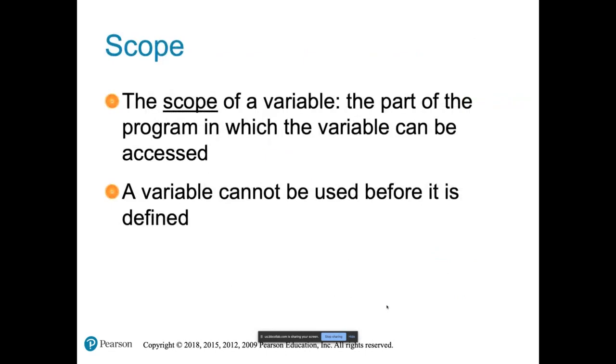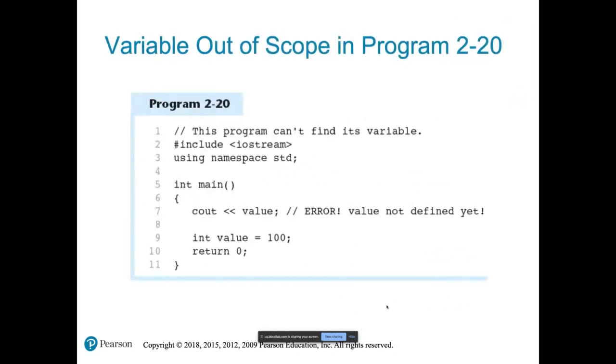Scope is going to be very key. The scope of a variable is the part of the program in which the variable can be accessed. A variable cannot be used before it's defined. For example, this right here, it's defined after it's used. So the compiler is going to give you a warning message saying, hey, I don't understand what is value because you defined it afterwards.